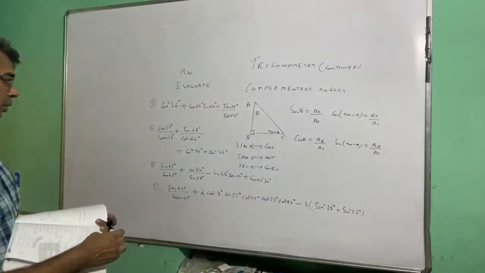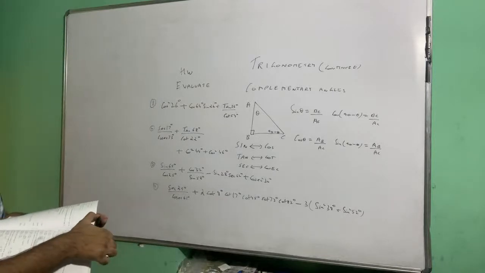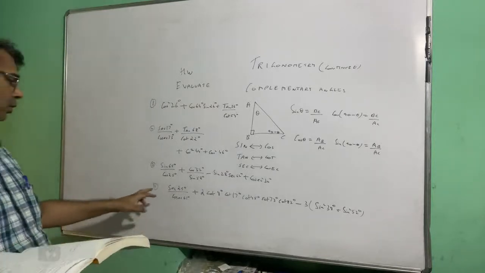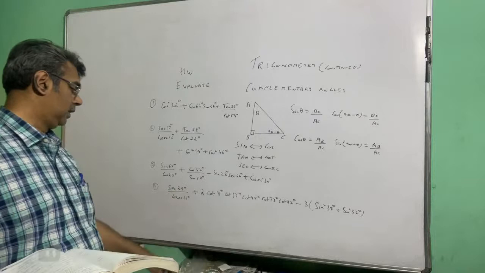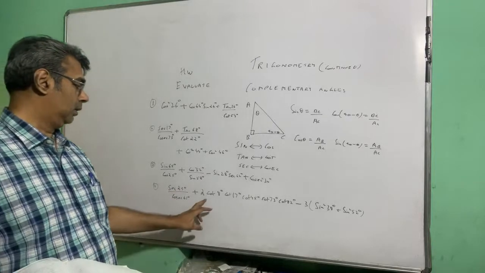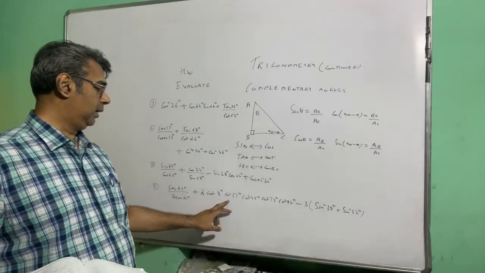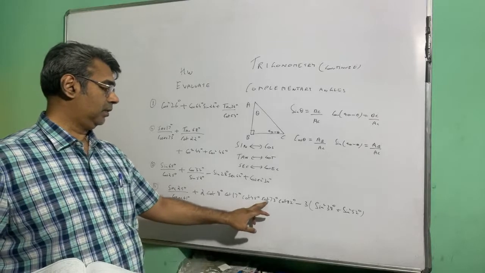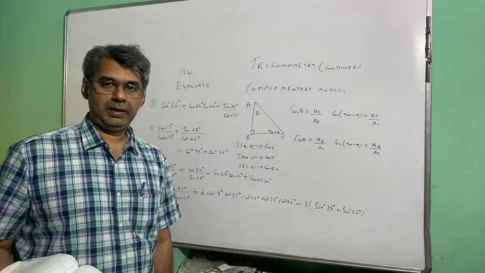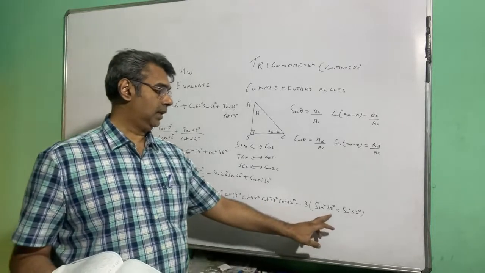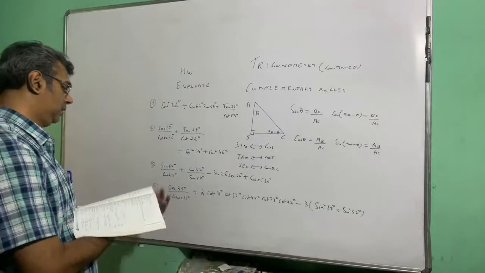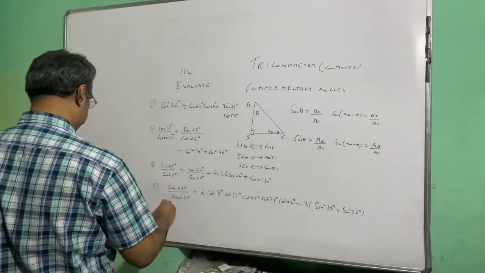Question number 4. Sec 29 degree by cosec 61 degree plus 2 cot 8 degree, cot 17 degree, cot 45 degree, cot 73 degree, cot 82 degree minus 3 into sin square 38 degree plus sin square 52 degree.